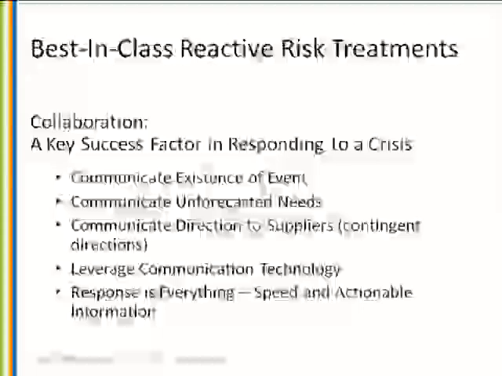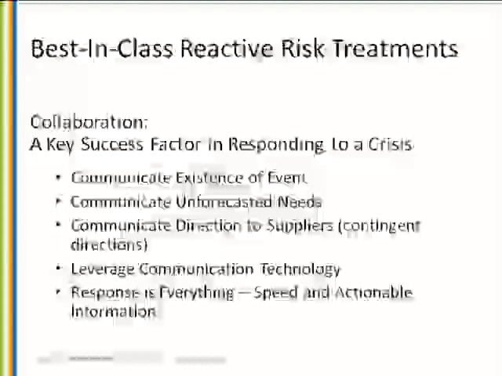So with regards to reactive risk treatments, really we're looking at the key success factors in responding to a crisis. Essentially communicating the existence of an event and tracking that incident and everything that goes around that incident, communicating unforecasted needs, and oftentimes when an event does occur, do you understand all the particular requirements to address that disruption? So communicating unforecasted needs becomes important because oftentimes there are many things that come up that you never thought of.